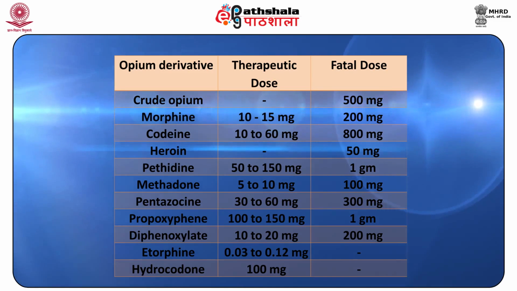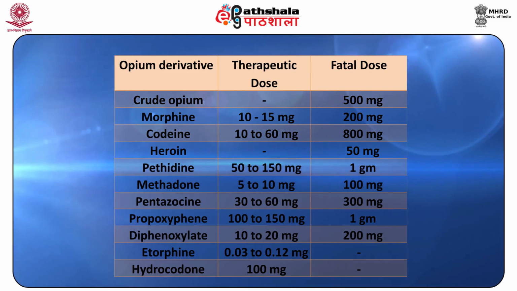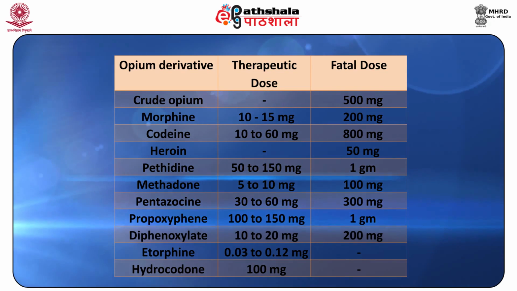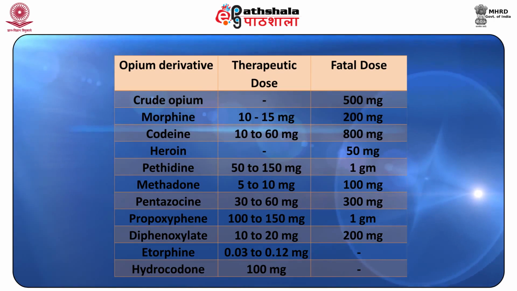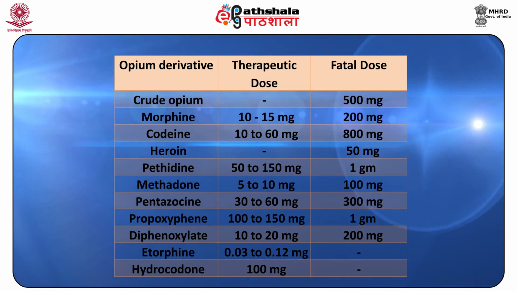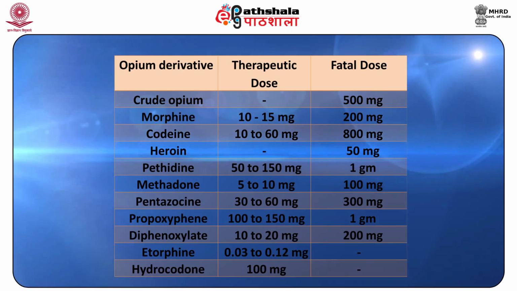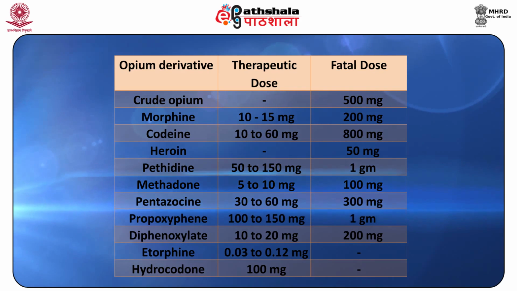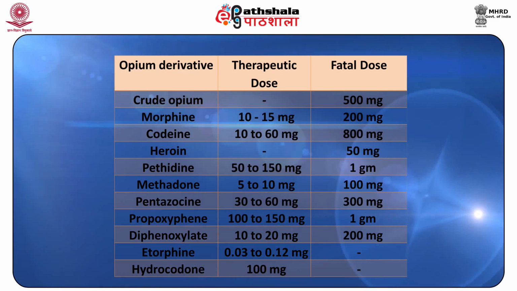The fatal dose for crude opium is 500 mg. Next we have morphine. The therapeutic dose of morphine is 10 to 15 mg, whereas its fatal dose is 200 mg. Next we have codeine. The therapeutic dose for codeine is 10 to 60 mg, whereas fatal dose for codeine is 800 mg. Next we have the heroin. The fatal dose for heroin is 50 mg.